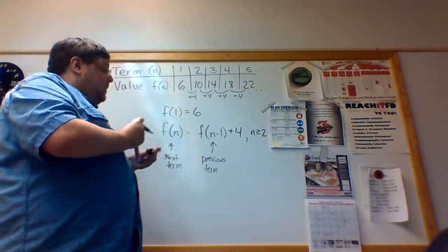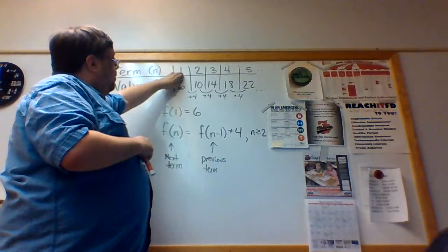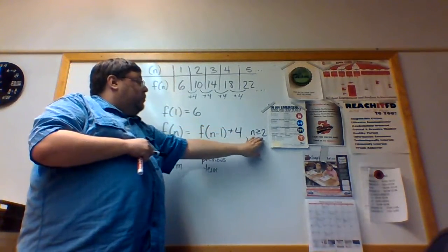Now if we had started from a different term number, like for example, if this had started from term 0 was 6, then we would have n is greater than or equal to 1.